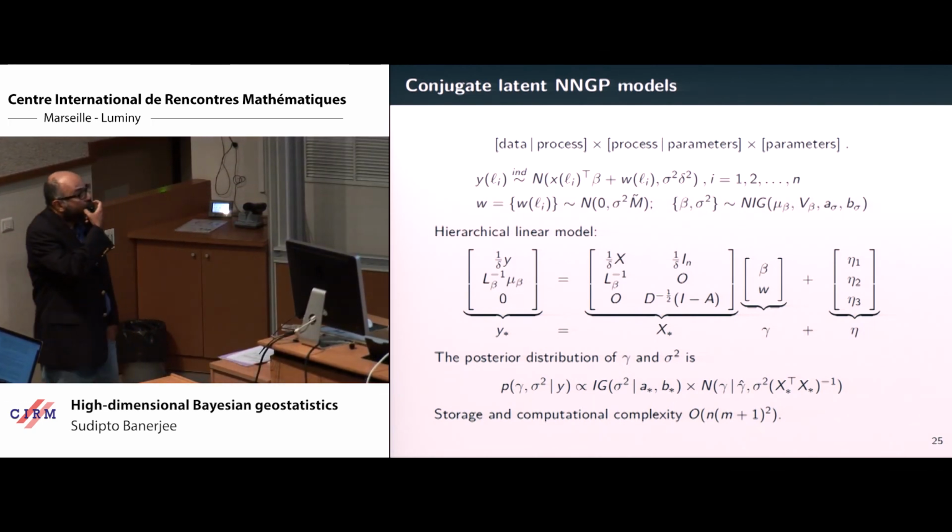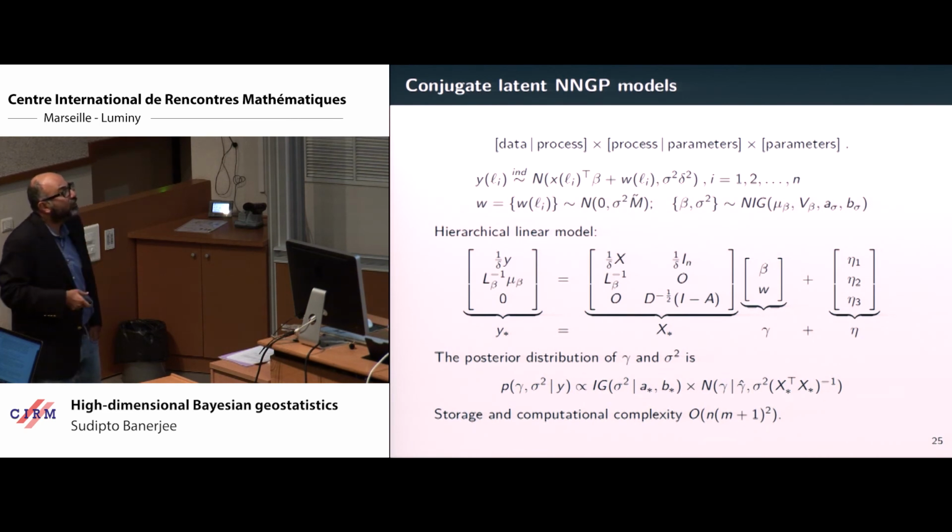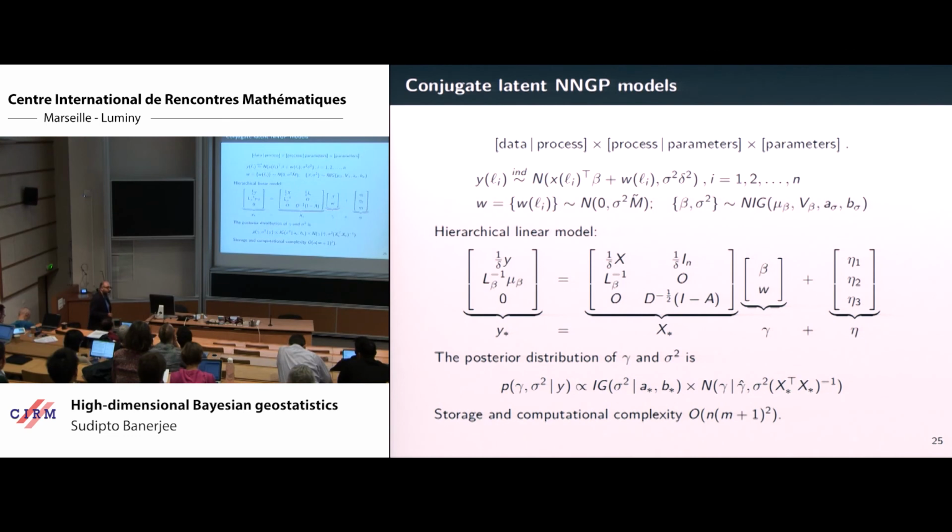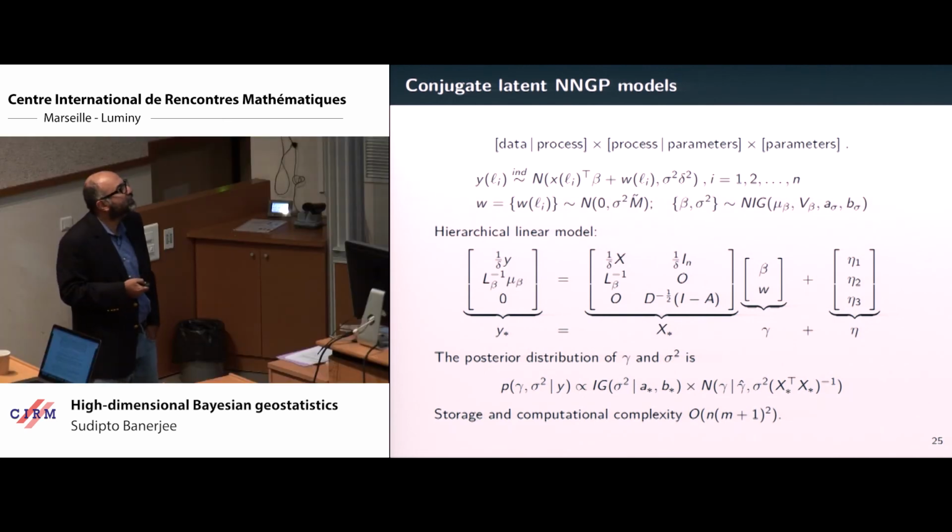So this is where Lu Zhang comes in, and she basically says, all right, wait a minute, let me see if I can actually recover the inference on the latent process using this conjugate framework so that I do not have to do MCMC. I can do this on my laptop. And the trick, again, is to structure the whole model as an augmented linear model.